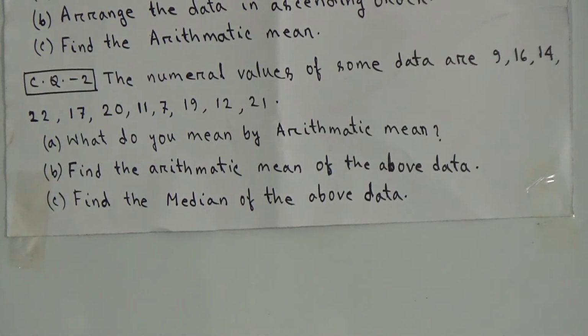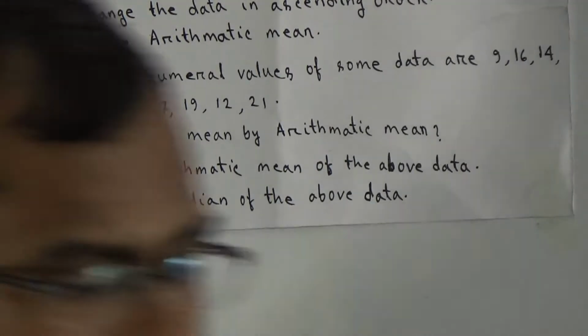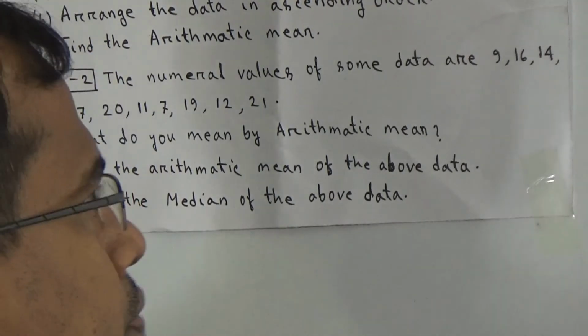First A number, what do you mean by arithmetic mean? Dear students, I have already said, if we divide the sum of the collected data by the number of data, then the obtained number is called arithmetic mean. Now we'll write the definition.